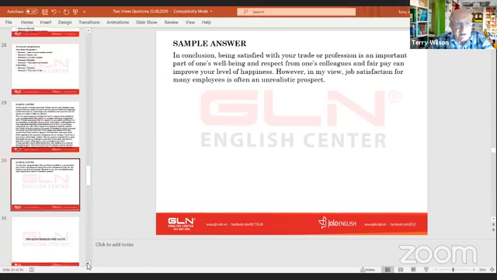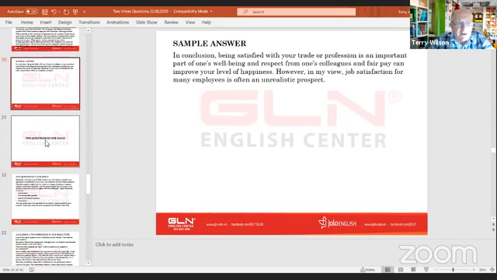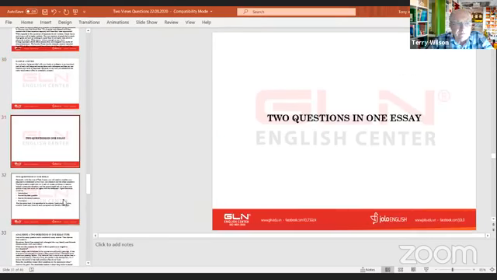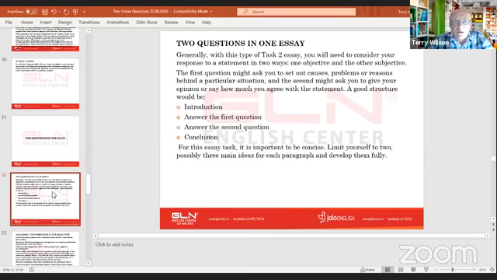So let's have a look at one of my essay types. So here's the introduction. Generally, with this type of task to essay, you will need to consider your response to a statement in two ways. One objective and the other subjective. The first question might ask you to set out causes, problems, or reasons behind a particular situation, and the second might ask you to give your opinion or say how much you agree with the statement.